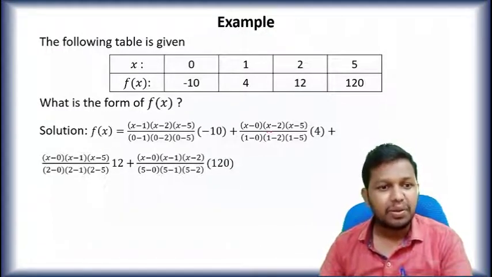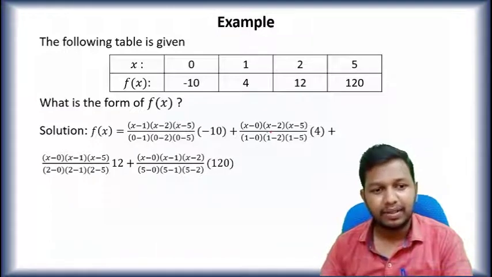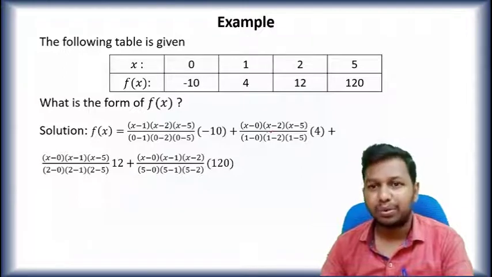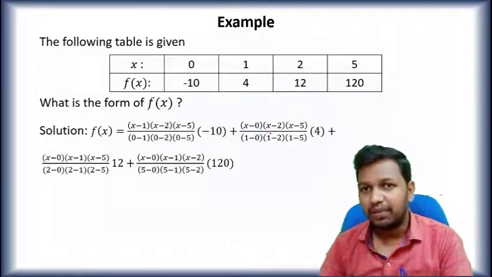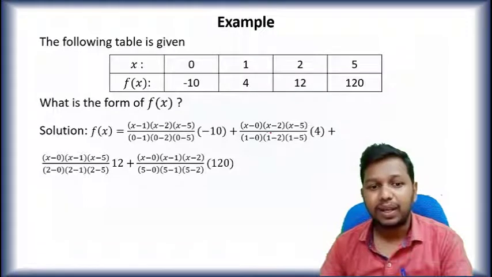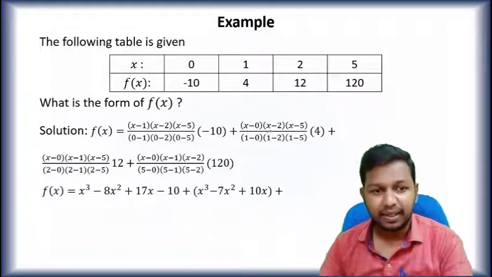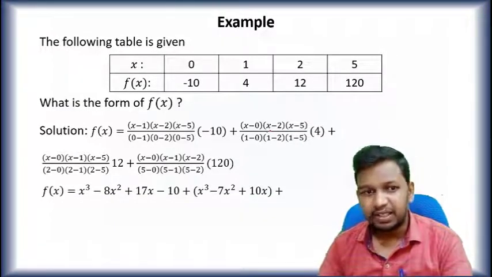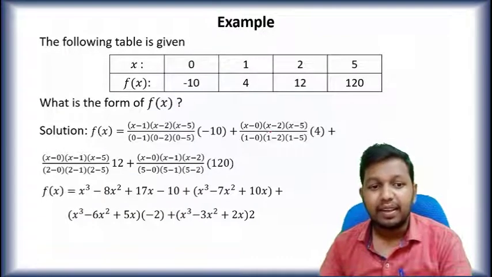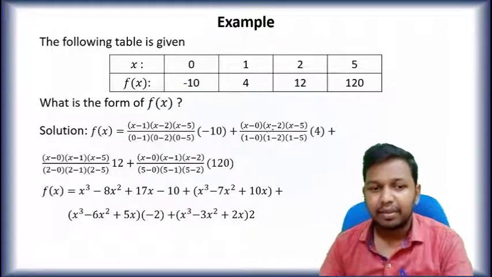(x minus 0)(x minus 1)(x minus 5) all divided by (2 minus 0)(2 minus 1)(2 minus 5) into 12, plus (x minus 0)(x minus 1)(x minus 2) all divided by (5 minus 0)(5 minus 1)(5 minus 2) into the functional value f of x3, which is 120. On simplification, we get x cube minus 8x square plus 17x minus 10 as from the first term.